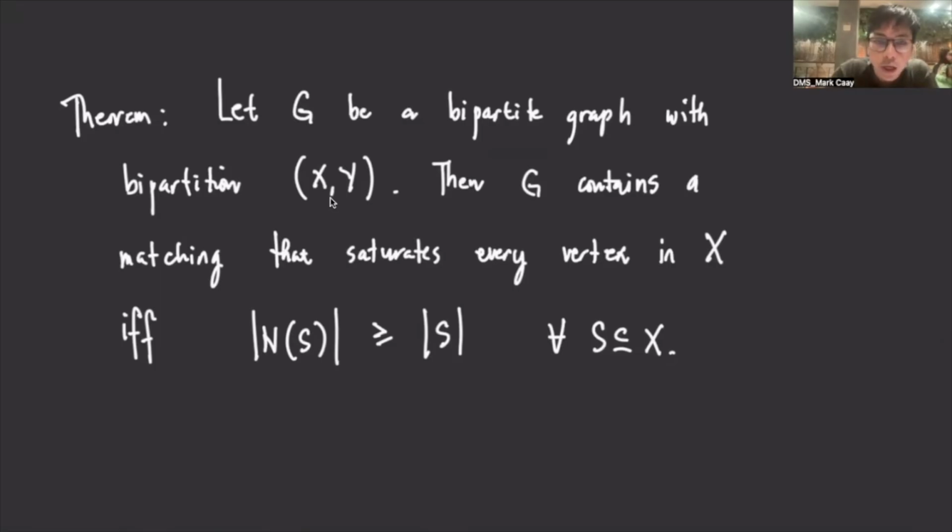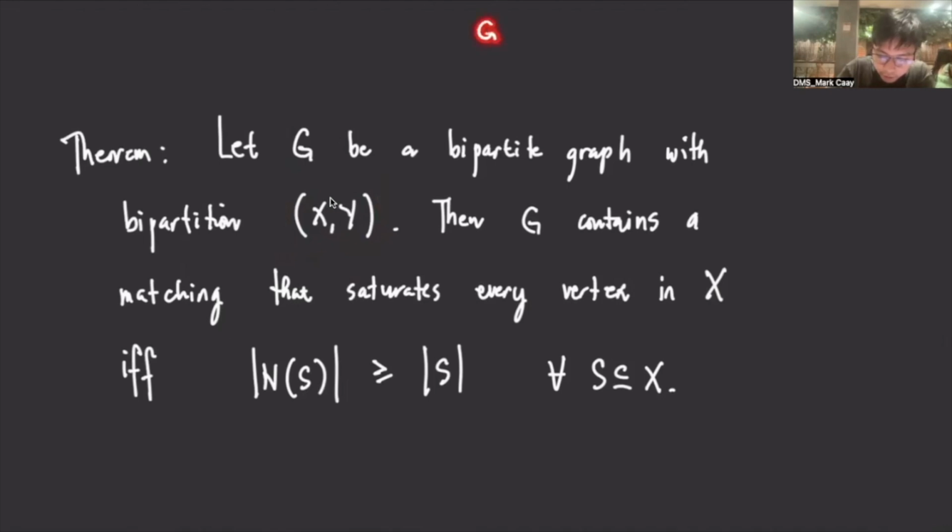Okay, so we will start with the first theorem saying that given a bipartite graph G, and this bipartite graph has bipartition X, Y. So, ibig sabihin nito, whenever you have a graph G, yung mga bipartition ng mga vertices niya are denoted by X and Y. Then G here contains a matching that saturates every vertex in X if and only if the cardinality of the neighborhood of S is greater than or equal to the cardinality of S. This holds for every S that is a subset of the first partition.